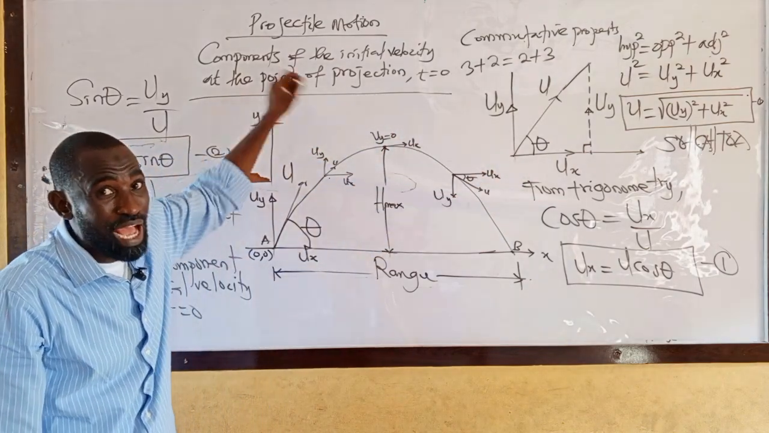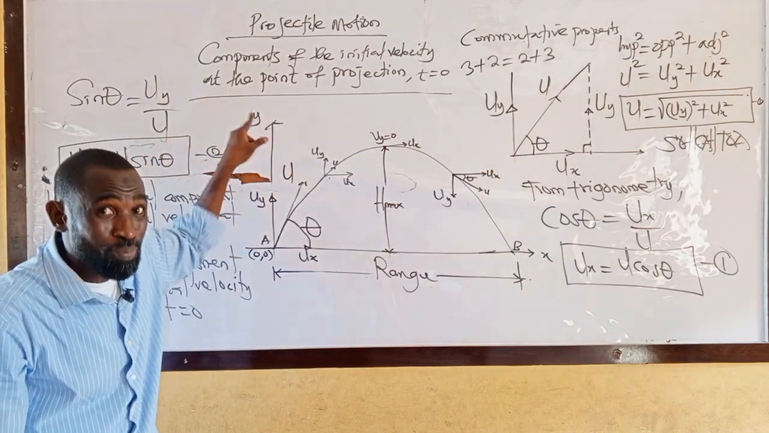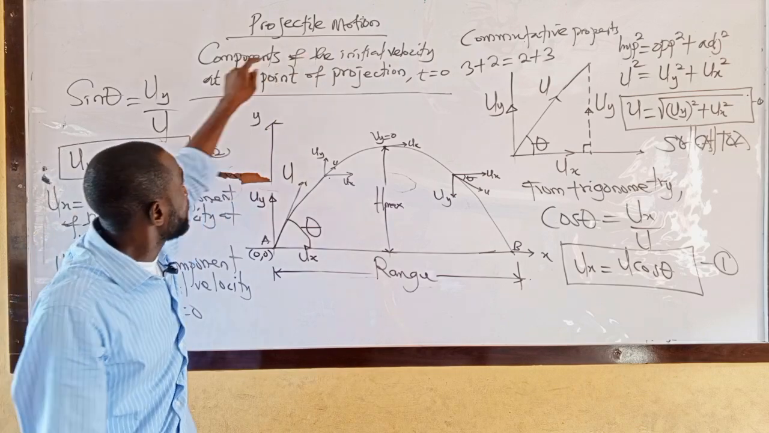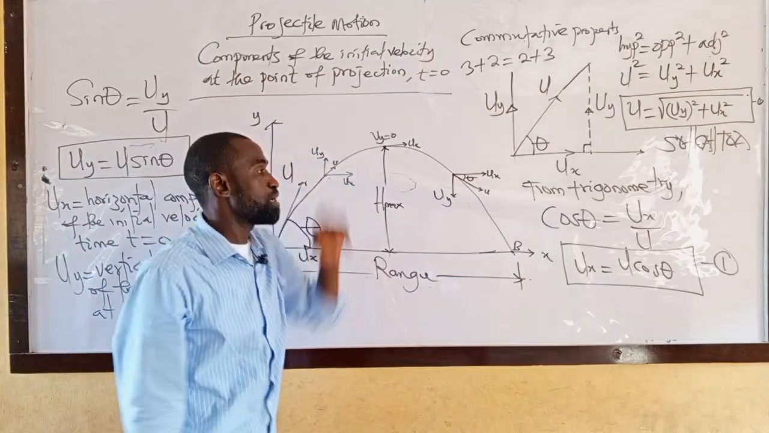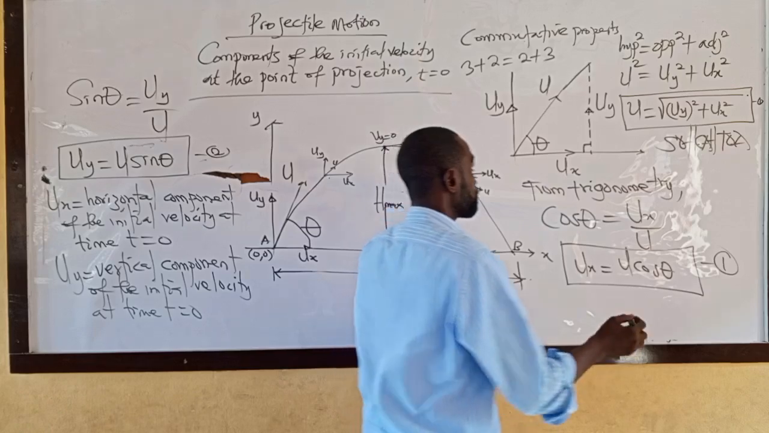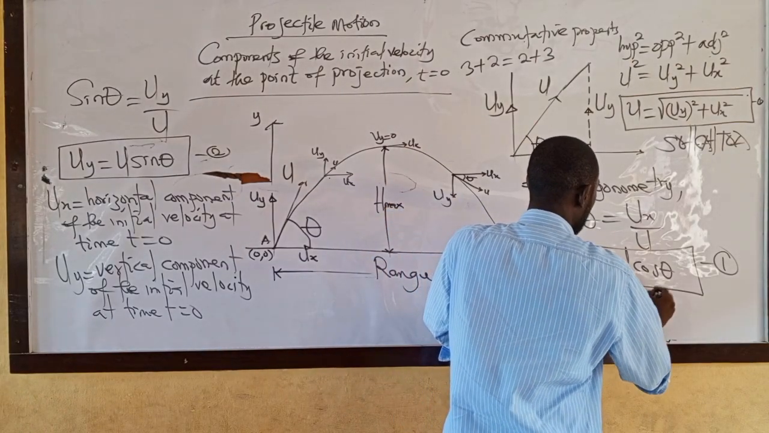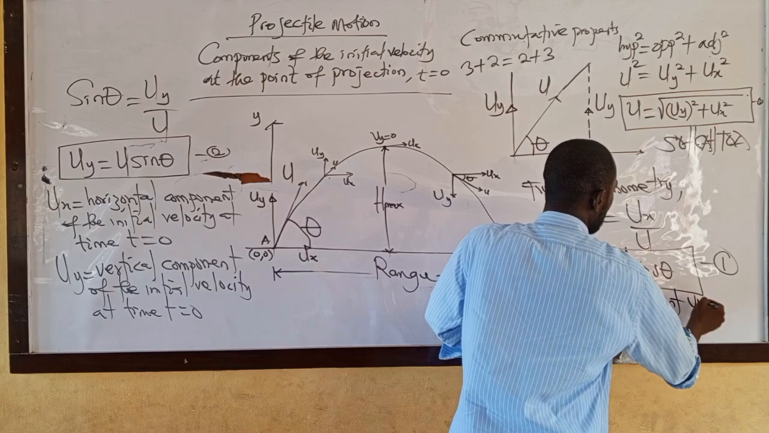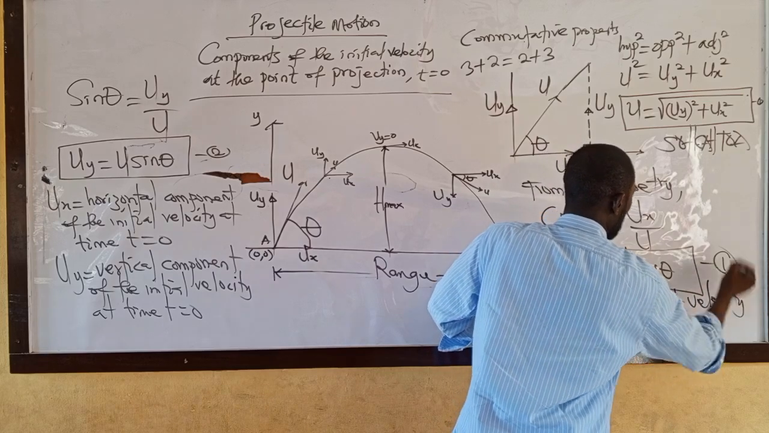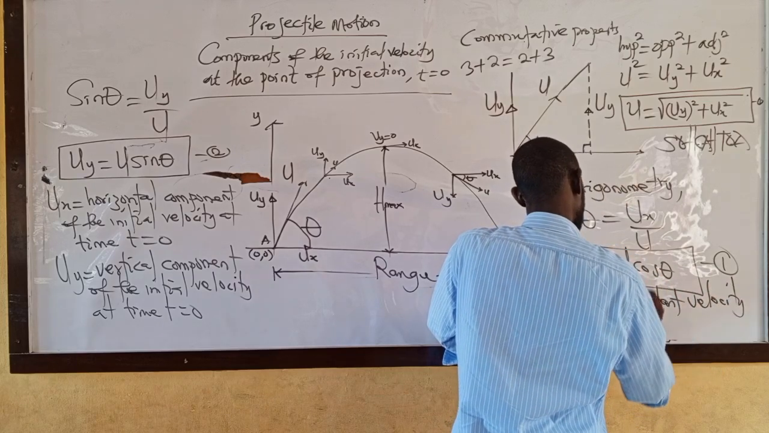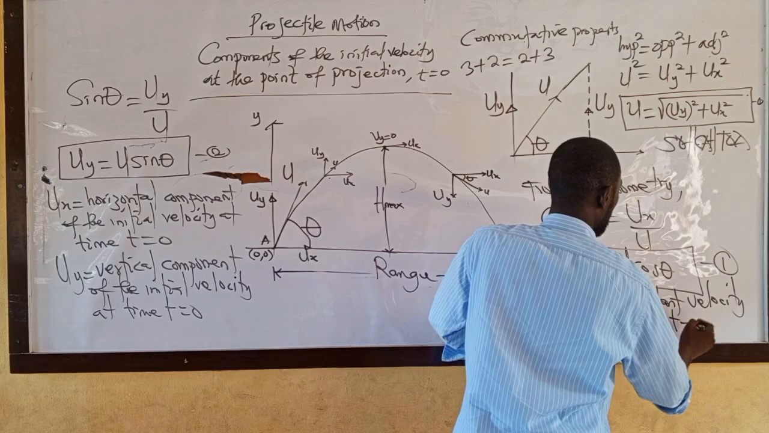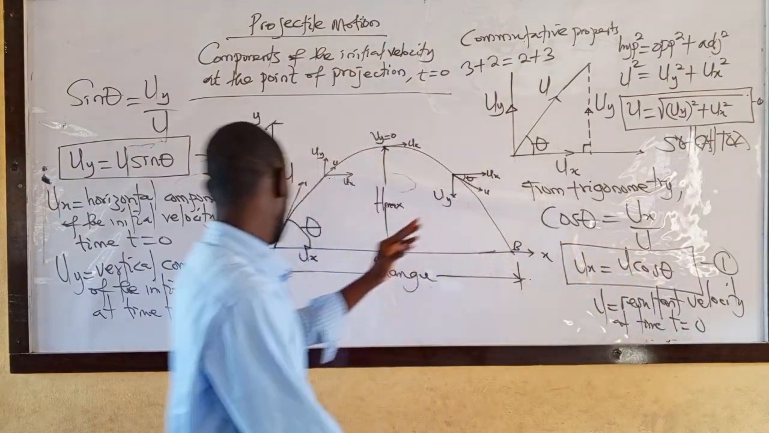And what's time t equals 0? It is at the point of projection. At the point of projection, our t equals 0. So we use what we call the resultant velocity, at time t equals 0. So we have 3 equations now.